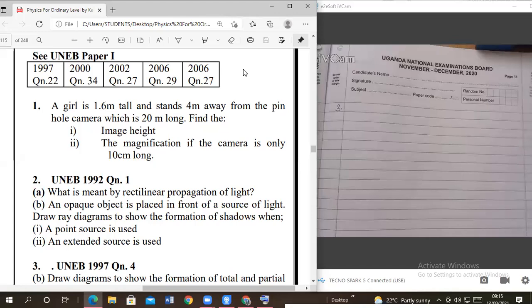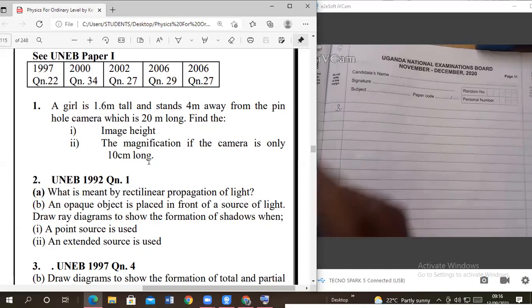A girl is 1.6 meters tall and stands 4 meters away from the pinhole camera, which is 20 meters long. Find the image height and the magnification if the camera is only 110 centimeter long. Can we start? You are still copying.